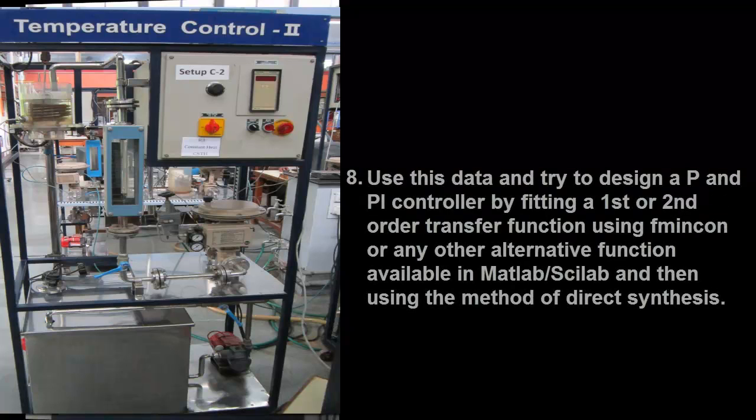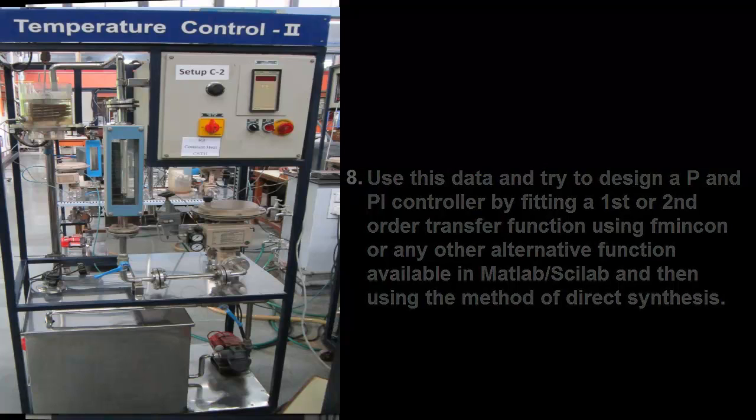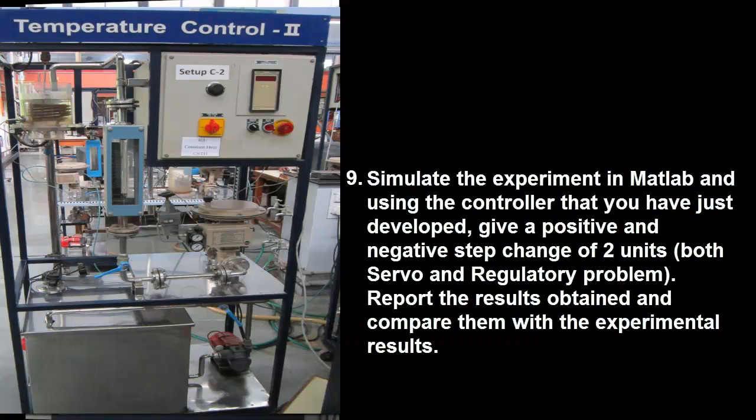Next, using the data file, try and design a P or a PI controller by fitting a first or a second order transfer function using fmincon or any other alternative function in MATLAB or Scilab, and then using the method of direct synthesis. Finally, simulate the experiment in MATLAB and, using the controller that you have just now developed, give a positive and negative step change of 2 units. Report the results obtained in the form of graphs and compare them with the experimental results.